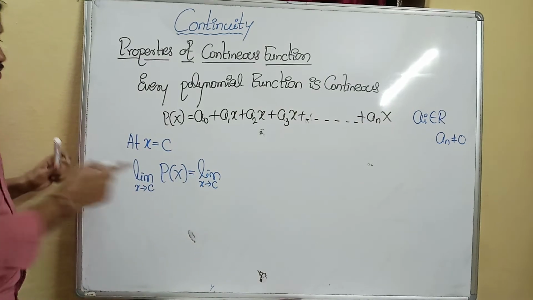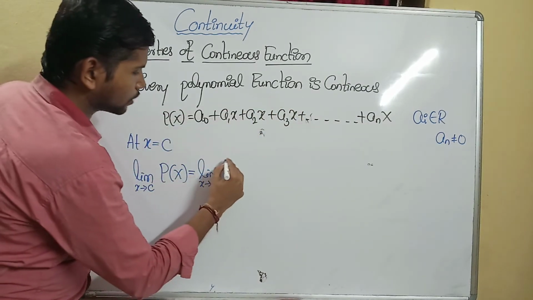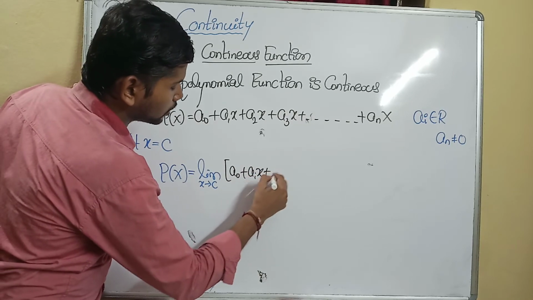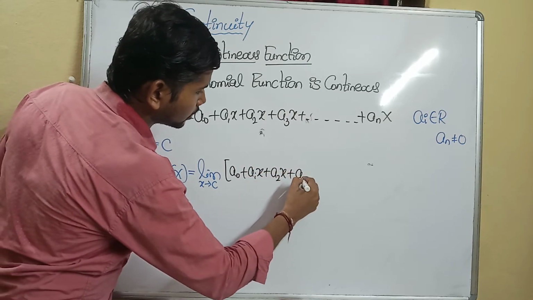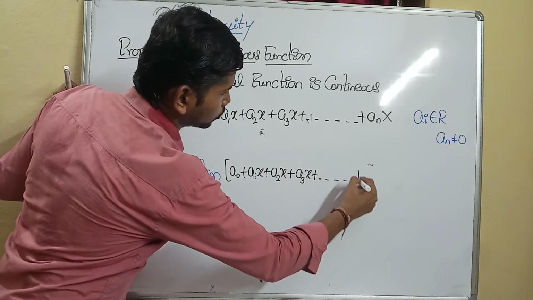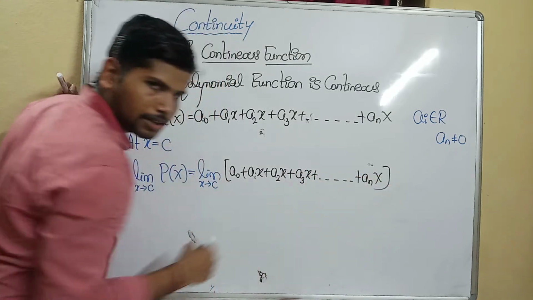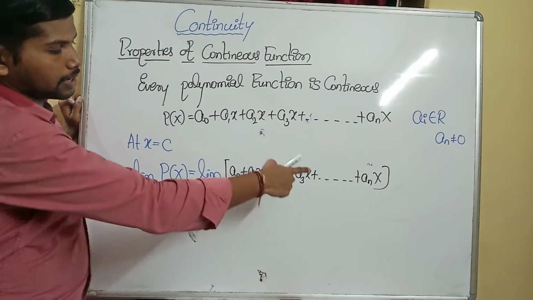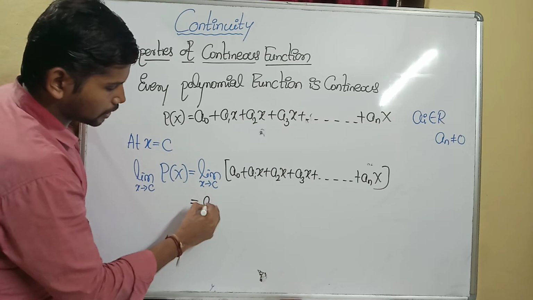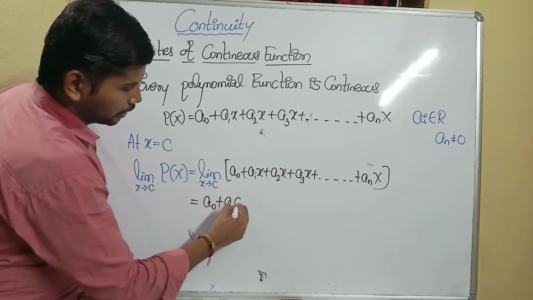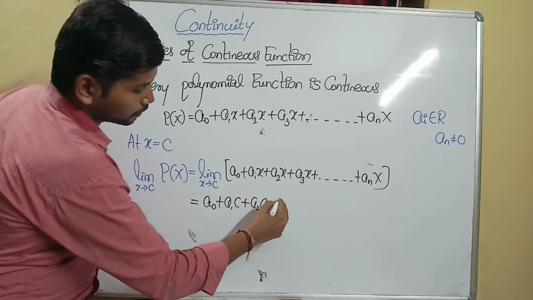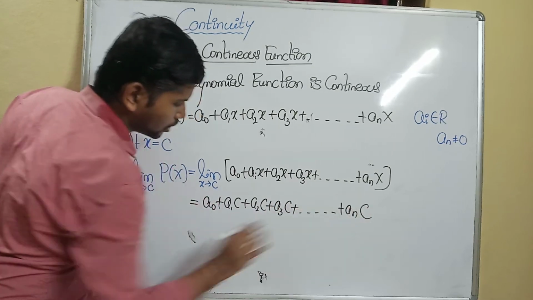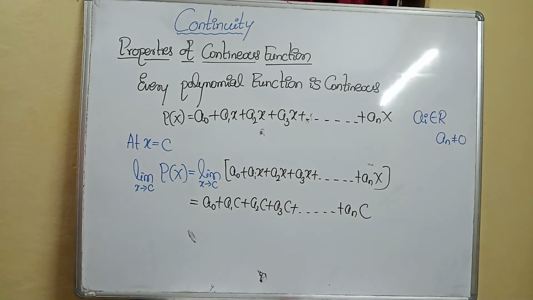Now limit as x tends to c. What is p of x? Oh, yes, we already know this one. I'd like to substitute this one. a naught plus a1 x plus a2 x squared plus a3 x cubed and so on up to an x to the n. Got it? Then the next step will be, as x tends to c, wherever x is there, I need to replace with c. That is a naught, a1 c, a2 c squared, a3 c cubed, plus so on up to an c to the n here. Got the point clearly? Is there any doubt in this one?